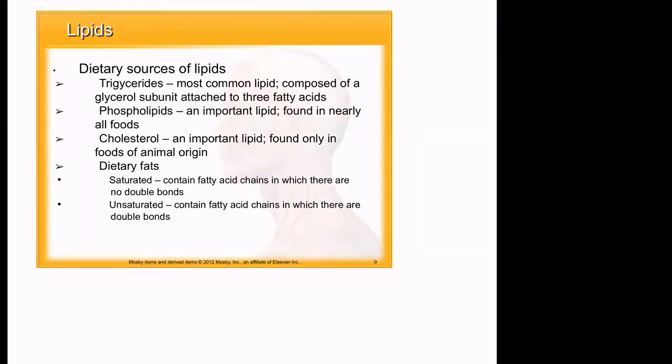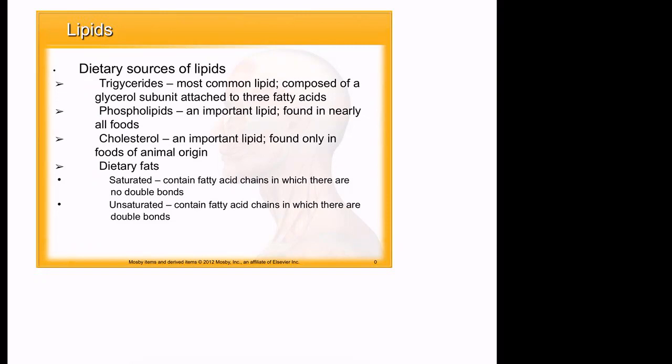Triglycerides. Oh, these are the fats, lipids, triglycerides. Glycerol subunit with those three fatty acids. Remember, we saw them as a long line of carbon atoms that have hydrogens attached to them. And they are saturated or unsaturated, meaning they have all their carbons filled up with hydrogens. That is a saturated fat.